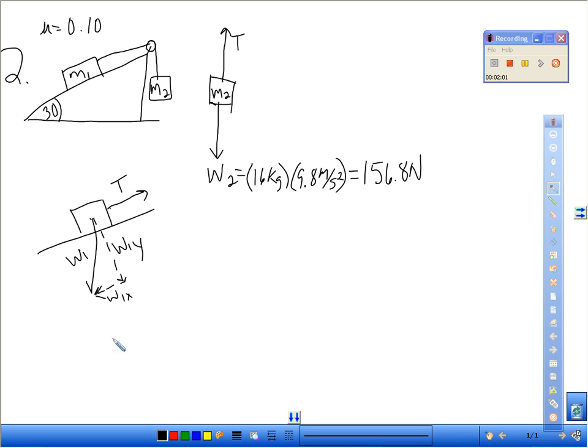Now I have to think about which direction to put my friction. W1x is going to be a smaller value than 156.8 newtons, so my whole system is going to move in this direction. So my friction needs to oppose that motion, and there is my friction. Now I'm ready to write my equations from net F equals ma.